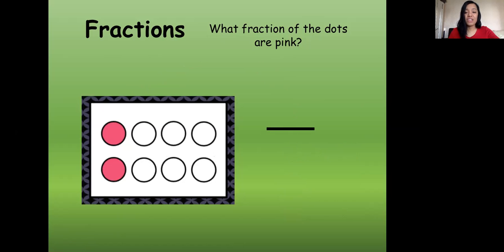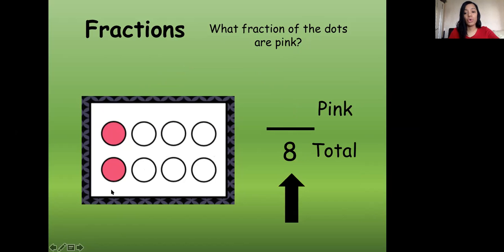What fraction of the dots are pink? So what we need to do first is always look at the total. How many are there? 1, 2, 3, 4, 5, 6, 7, 8. There are 8 dots total. How many of them are pink?